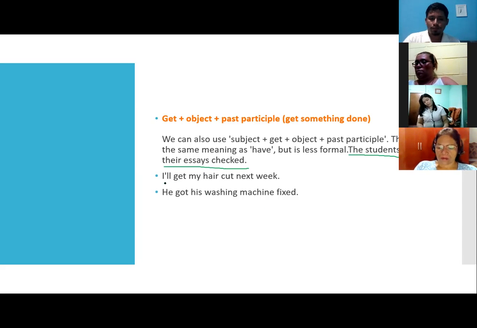Here we have an example. I will get my hair cut next week. Okay, check out this example. He got his washing machine fixed. Okay, he got.